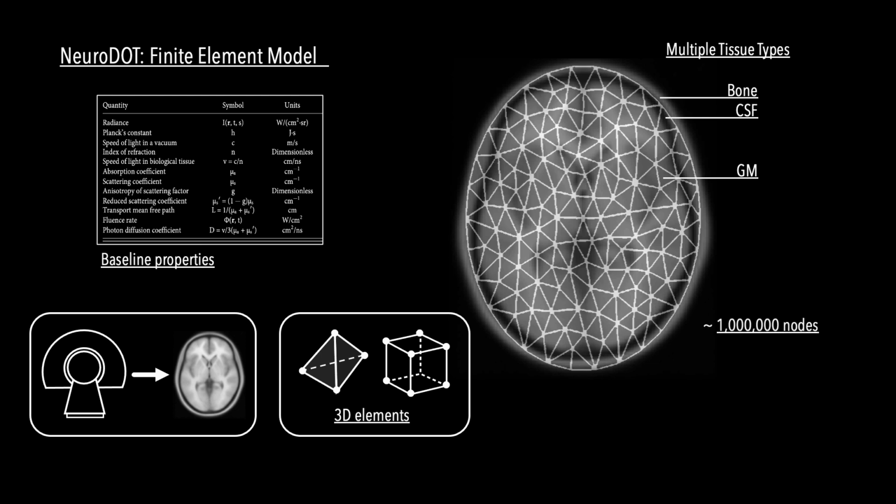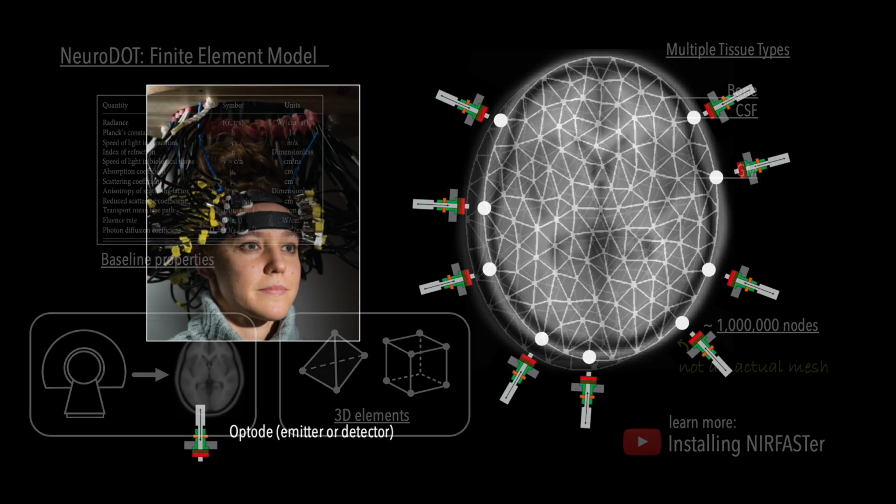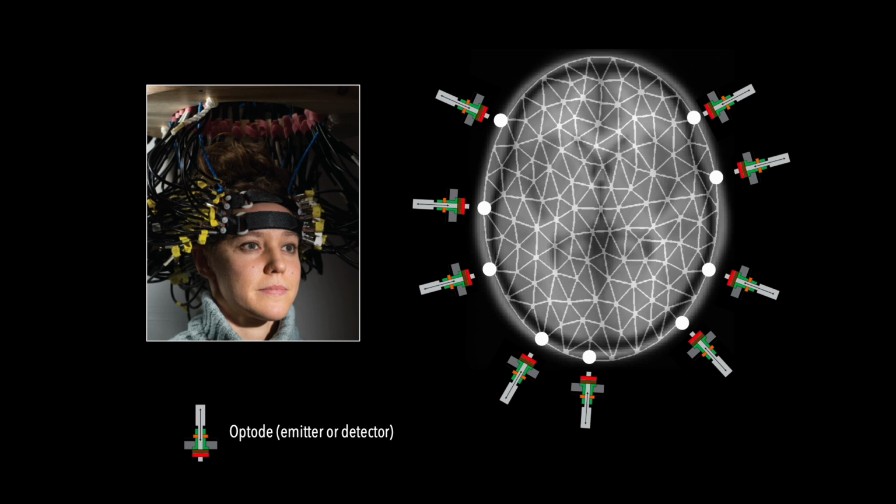This presents a non-trivial computational challenge, and NeuroDOT integrates efficient third-party software for fast finite element modeling. See the tutorials on NearFaster for more information. On a final note, the position of the array optodes must be specified relative to the finite element mesh. NeuroDOT provides tools for this operation that are described in a separate tutorial.